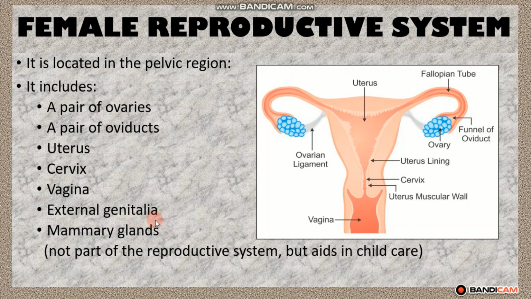External genitalia, it means the external part of the reproductive system. And the mammary glands, actually it is not a part of the reproductive system, but it aids in child care after childbirth or after parturition, that's why it is included here. So let's talk about all these, the mammary glands and all these things.